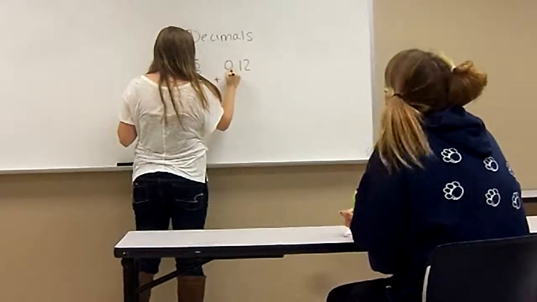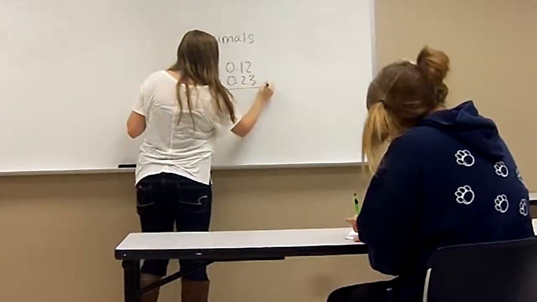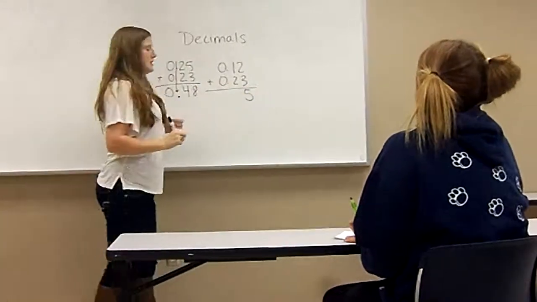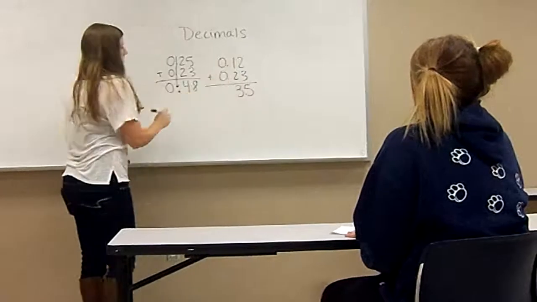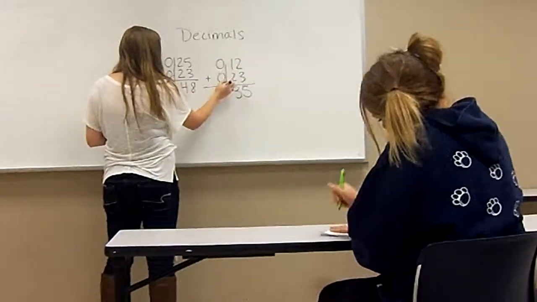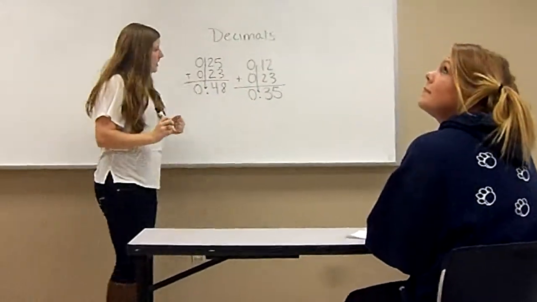0.12 plus 0.23. All right. So 2 plus 3 is 5. Now what's 1 plus 2? 3. Okay. Now what am I going to do with these decimals right here? I think you bring them down. Yep, you're going to bring them all the way down here, and then you're going to put it there, and 0 plus 0 is nothing.